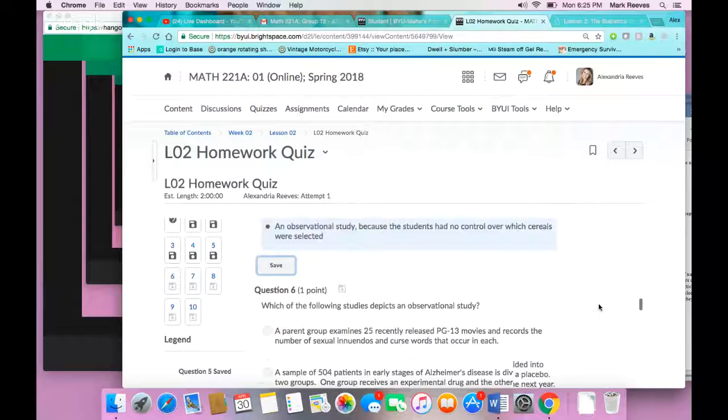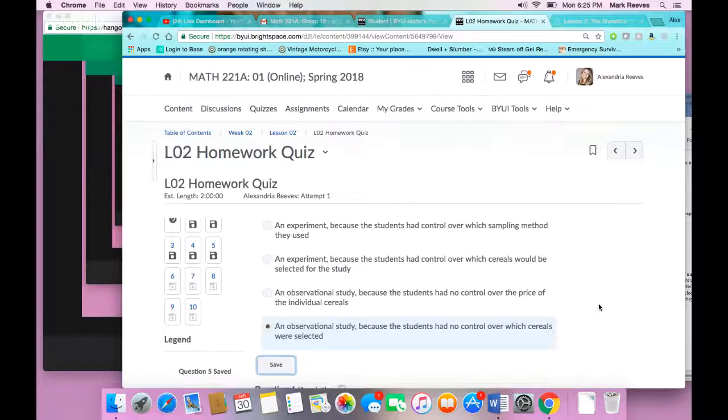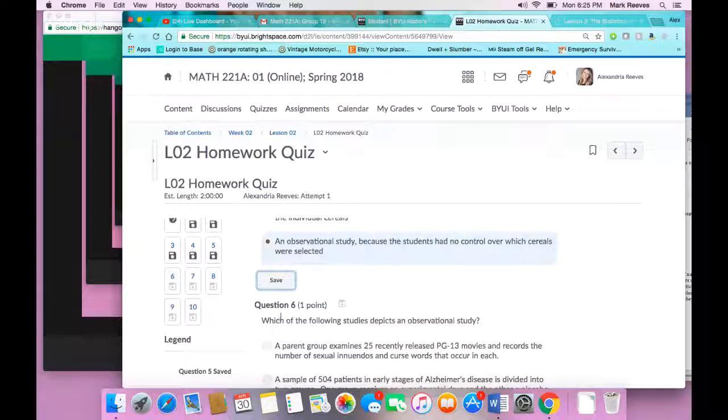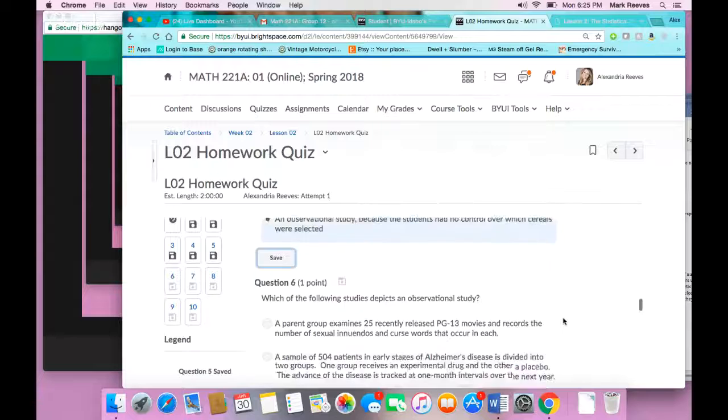Well, at least we'll know it's an observational study. Unless we get all the questions. The other one, yeah. Then that would suck. Yeah. Okay.